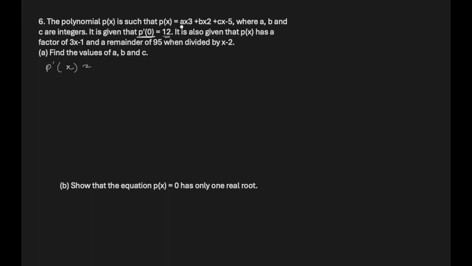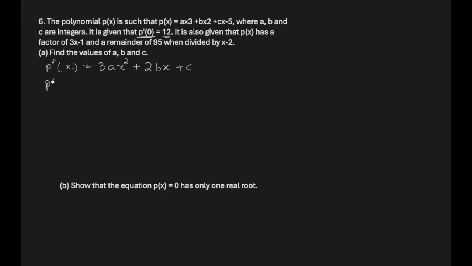So what is the differentiation of ax cube? 3 comes in front, 3ax, and the power goes down by 1, so square, plus 2 comes in front, 2bx, and the power goes down by 1, which is 1, plus c. This is the differentiation, p prime x.